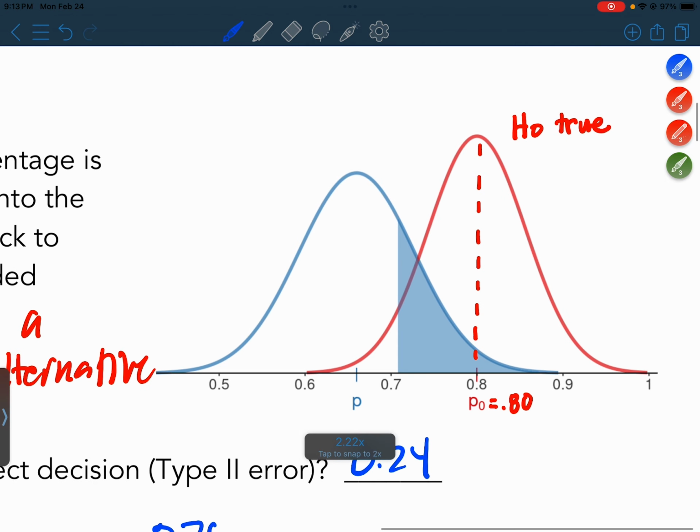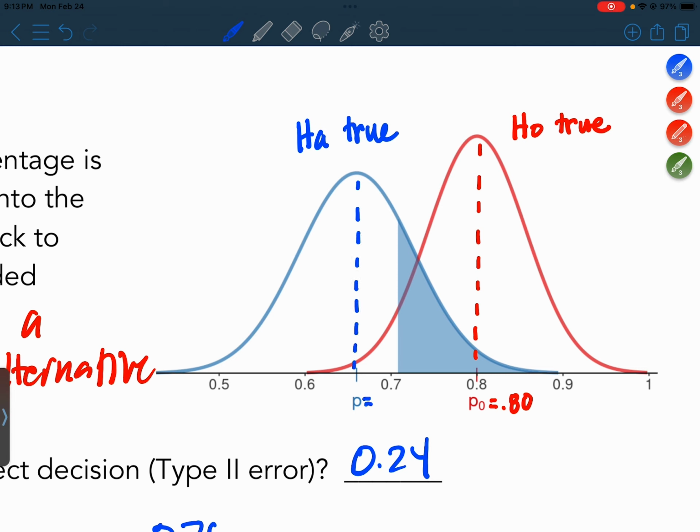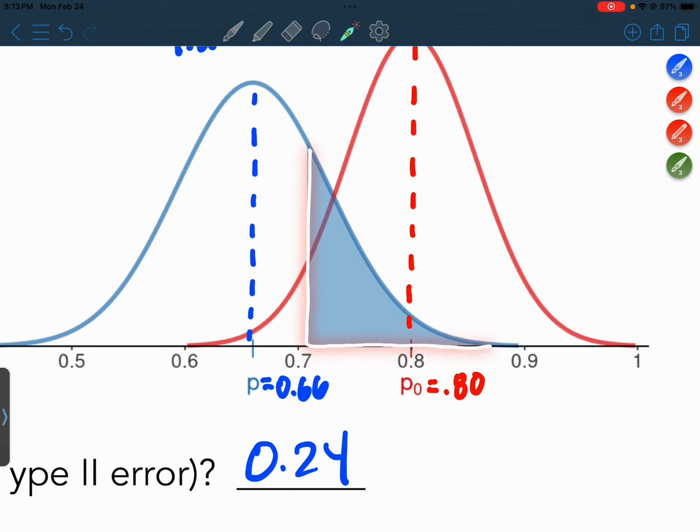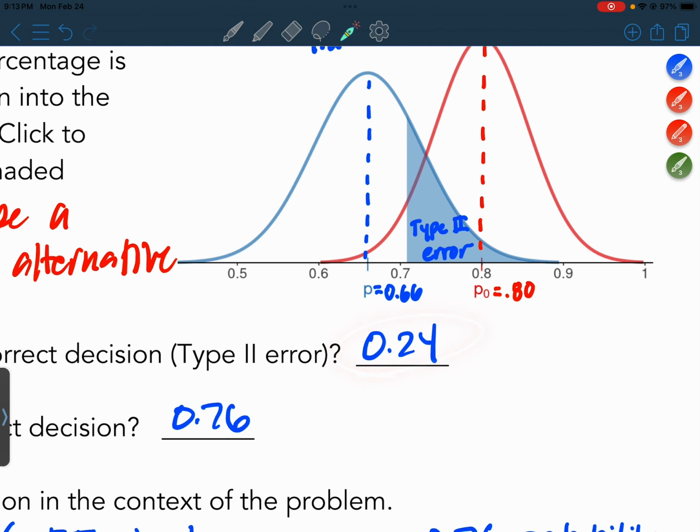The distribution on the left, the blue one, represents the situation where the alternative hypothesis is true, meaning that Mrs. Gallus is really only a 66% shooter. Right, and it's this distribution that we're going to focus on. So this shaded region here in the left tail, right, this represents the type 2 error. Okay, so we can label this type 2 error. Okay. On the website, you found that to be about 24%.